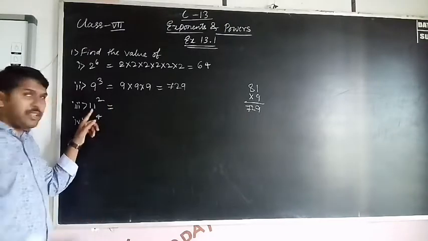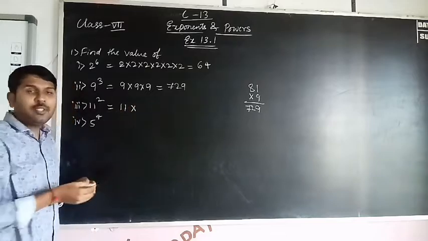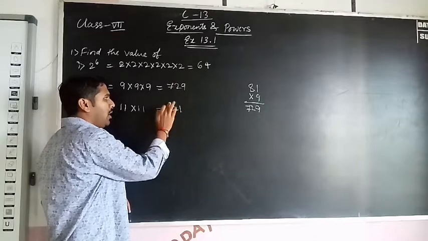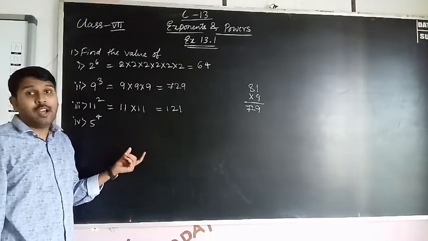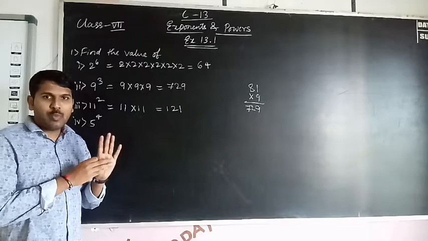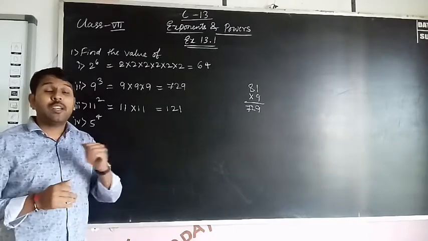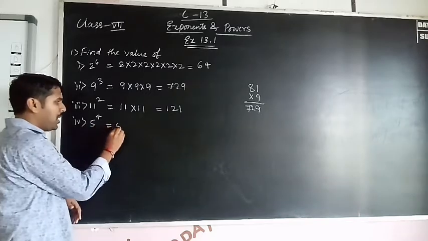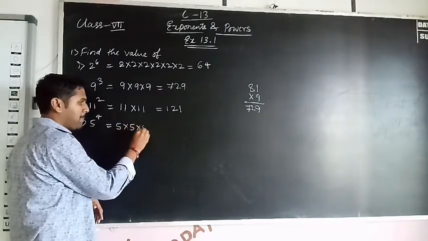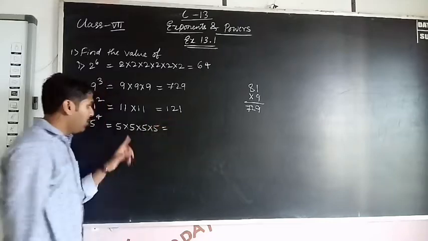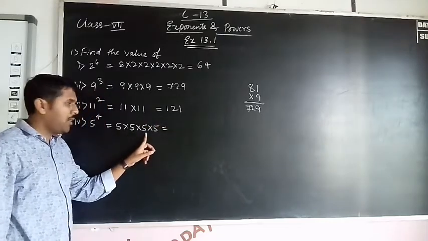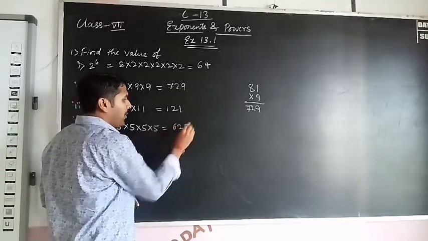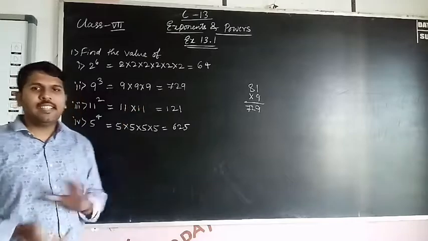So next, 11 raised to 2. That means multiplying 11 how many times? 2 times. So 11 11s are how much? 121. You should remember all the squares up to 25, starting from 1 square, 2 square, up to 25 square. You should remember. Okay. So next, 5 raised to 4. That means multiply 5 4 times. So 5 5s are 25, 25 5s are 125, 125 5s are 625. Okay, finding the value is very easy.